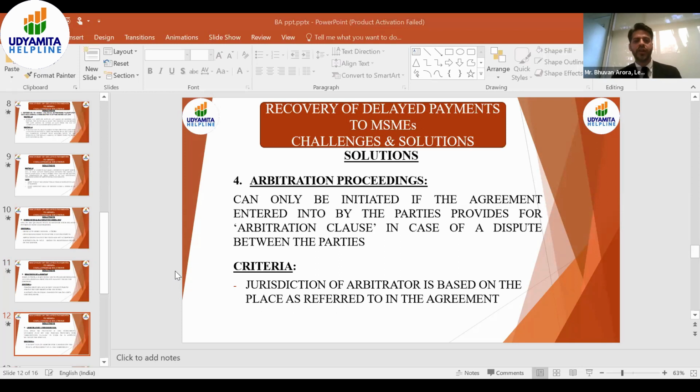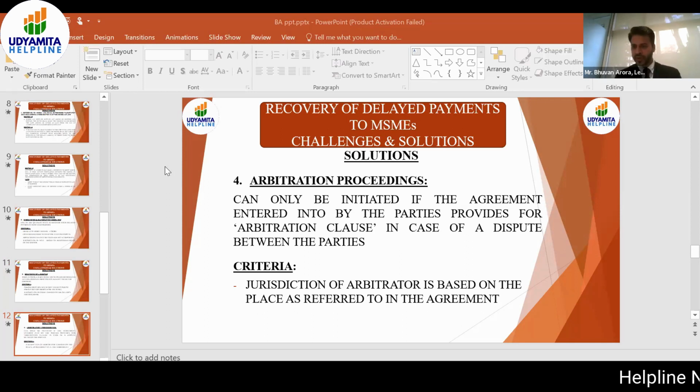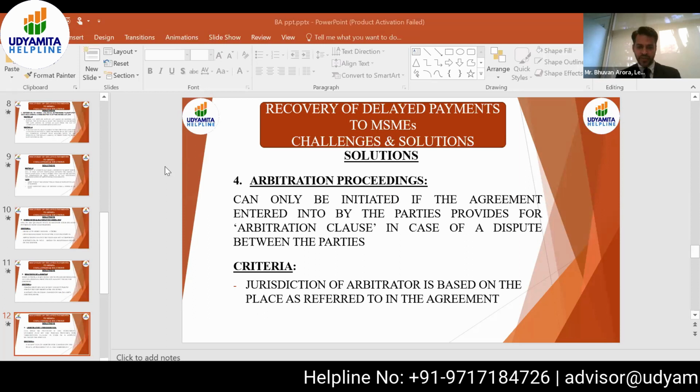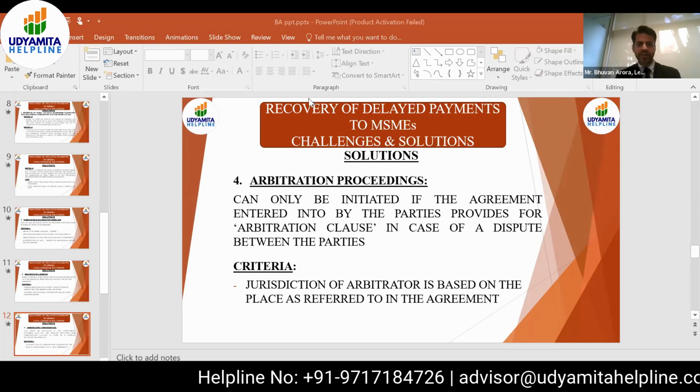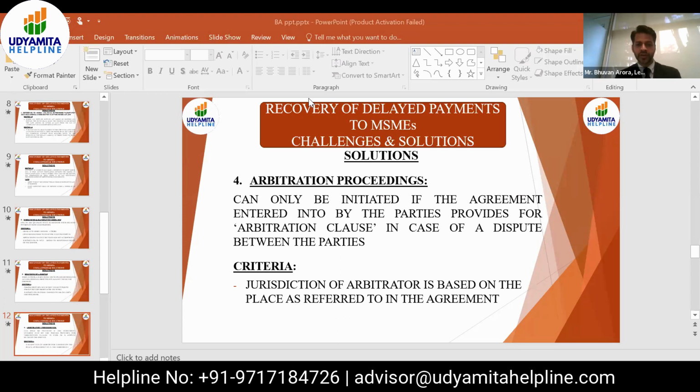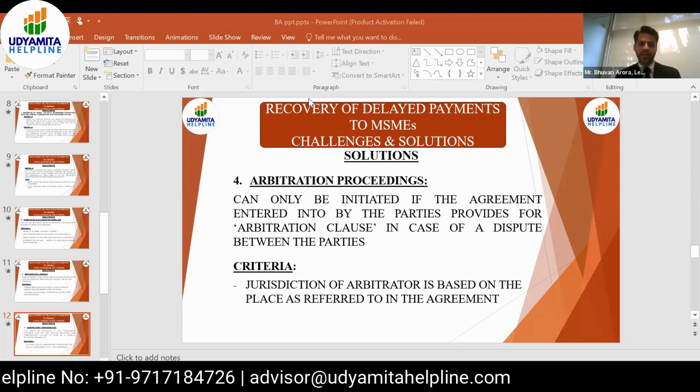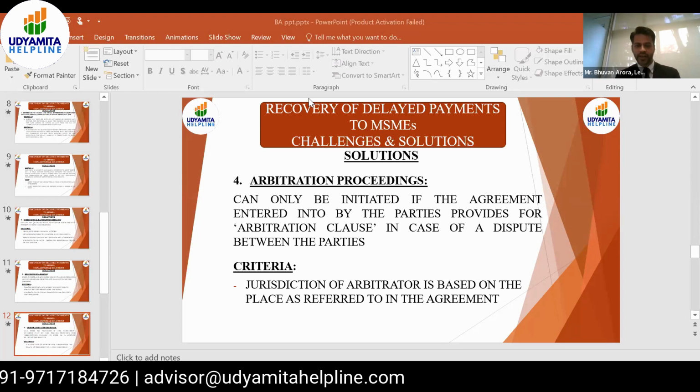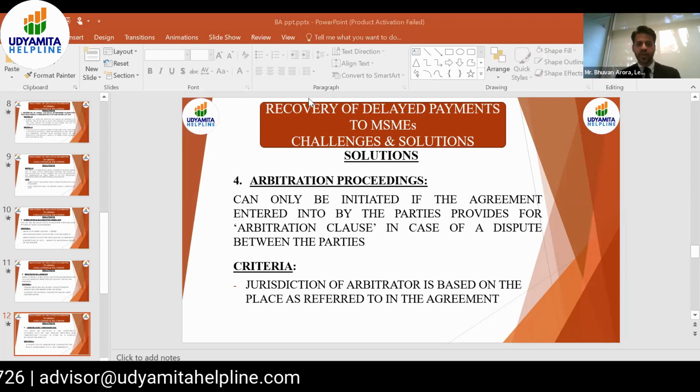Fourth is arbitration proceedings. Arbitration proceedings, as I told you, can only be initiated if there is an agreement entered into by the parties. First of all, there has to be an agreement between the parties. With an oral agreement, we cannot go for arbitration. Once there is an agreement, and that agreement provides for an arbitration clause, because usually whenever there is an agreement, it will definitely provide for dispute resolution. That if a party fails to make payment, or if the other party fails to render goods or services, then what will happen? It says, if there is a dispute between the parties, the arbitration clause will kick in, and the parties will appoint an arbitrator who will adjudicate the case, and both the parties will obey the order of the arbitrator. So there must be an agreement entered into by the parties which provides for arbitration in case of dispute.